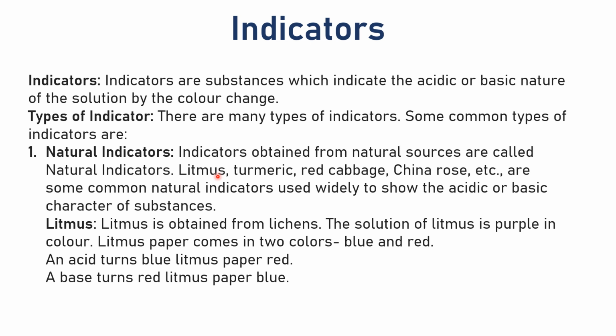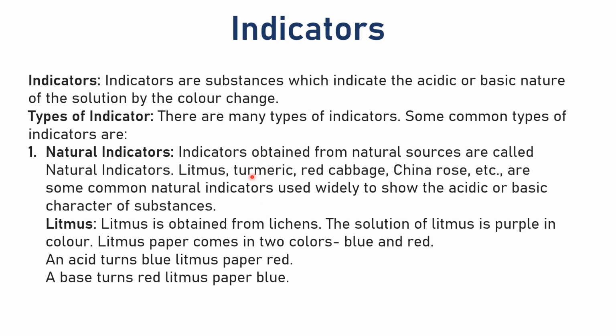Now coming to the natural indicators, you must have heard about litmus paper. We get litmus paper from lichens. Now what are lichens? If you have heard about symbiotic association, algae and fungi together live in a symbiotic association, and from that lichen we get litmus paper.